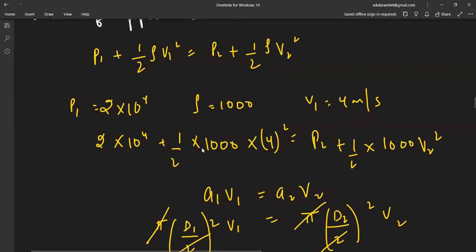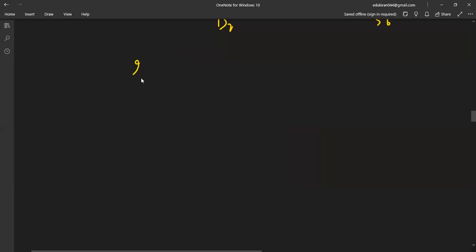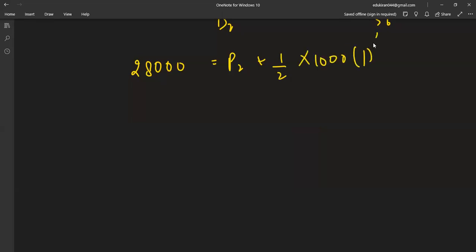Here we have 4, 16, 16 plus 2, then from here 2. So 4, 2, 2, 8, then these 3, 0, no? 2, 8, 0. Please cross check later also. Is equal to P2 plus half into 1000. Why? Because velocity is 1 square. So this is 500. So P2 will be 27500 pascals.